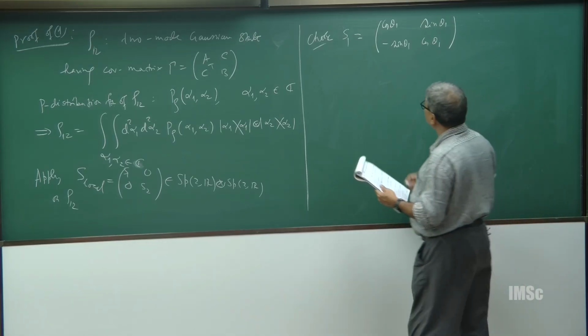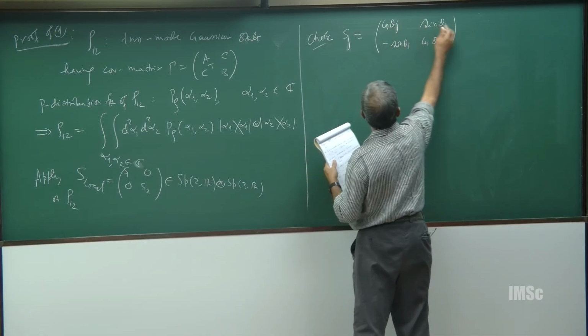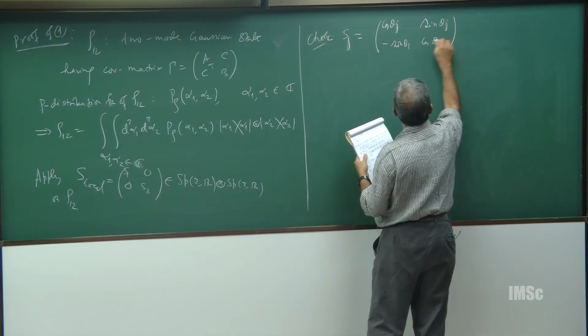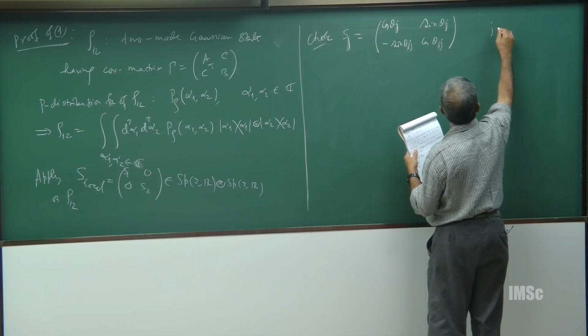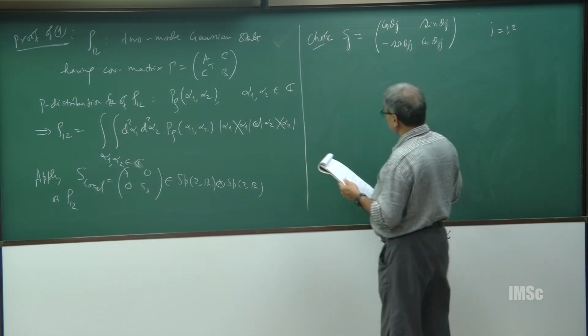And similarly, maybe I will call it S_j. So, this is j, j, j and j. So, j is equal to 1 and 2. So, this is what you choose. Okay.